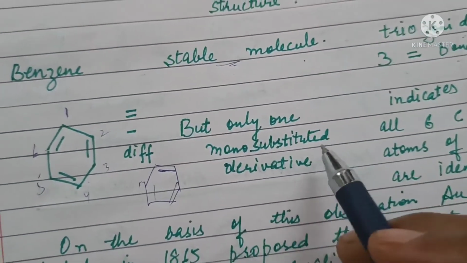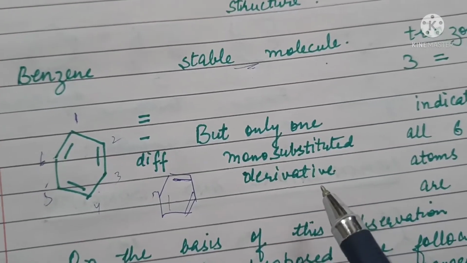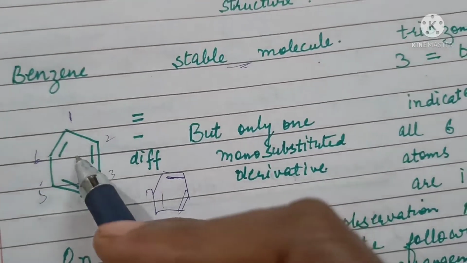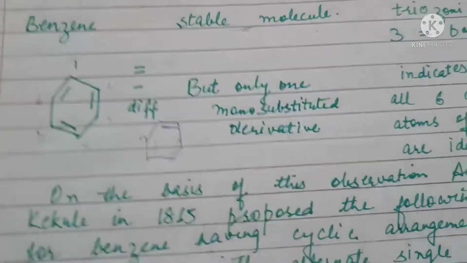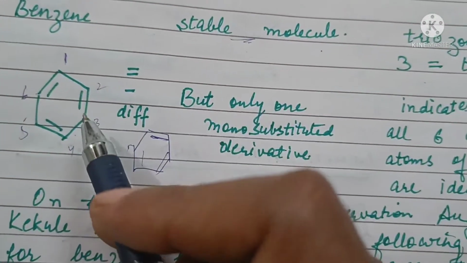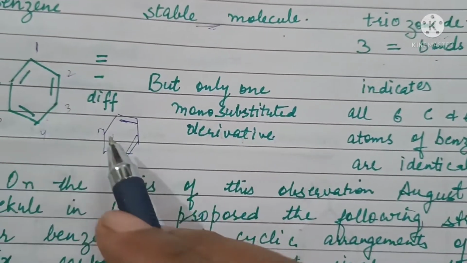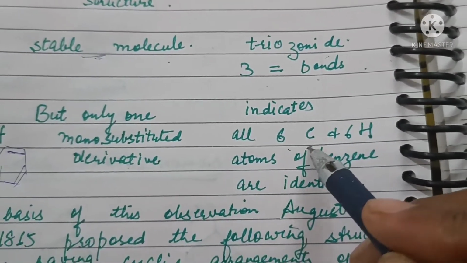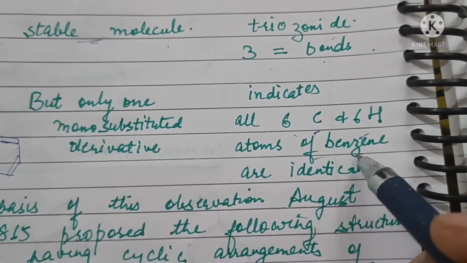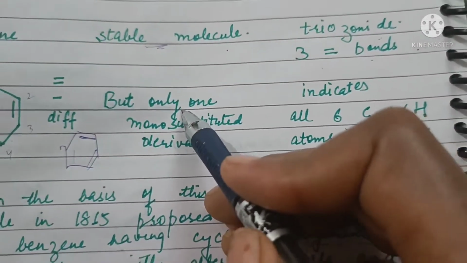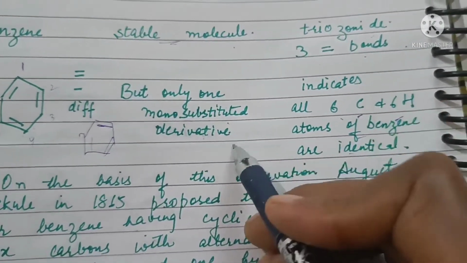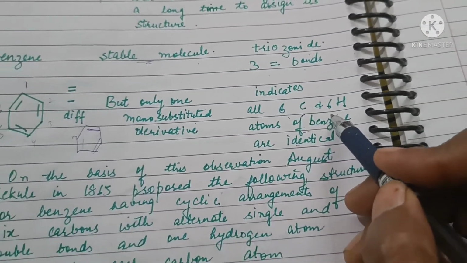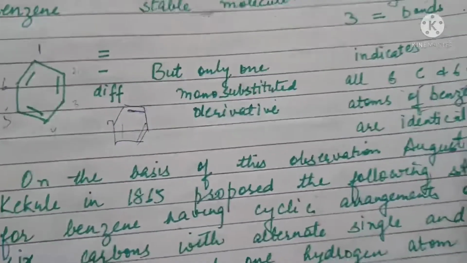But there is only one mono-substituted derivative, which means that this structure is equivalent to this structure, and benzene has one structure only, not two different structures. So this indicates that all 6 carbon and 6 hydrogen atoms of benzene are identical, because there is only one mono-substituted derivative.